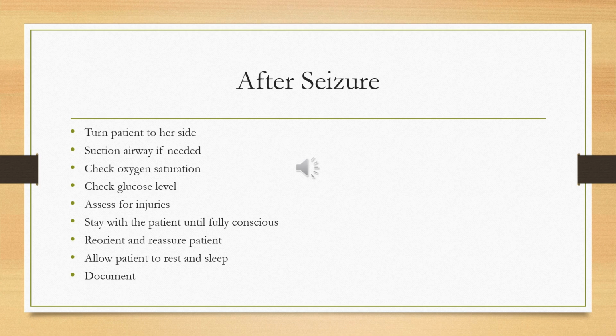Also check their glucose level. I didn't mention this in the previous slide, but low glucose levels can cause seizures as well. So check the glucose level in the post-ictal stage to see if this was a cause for the seizure that occurred. Check for any injuries. If it was a tonic-clonic, remember we said they could bite their tongue. Did they hurt themselves? Did they hit their head? Do they have any other injuries as a result of the seizure?